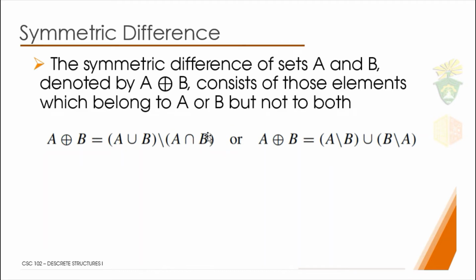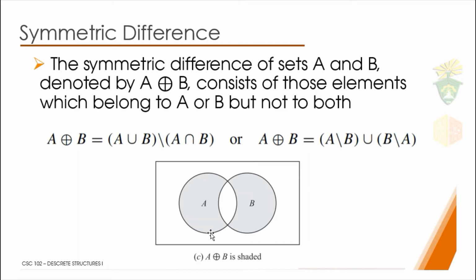It is written in this equation. More formally, the symmetric difference of A and B is equal to the difference between the union of A and B and the intersection of A and B. Or, the symmetric difference of A and B is equal to the union of the difference of A and B and the difference of B and A. If we visualize the symmetric difference using a Venn diagram, it will look like this. As you can see, only the elements that are not in the intersection of sets A and B are what the symmetric difference will acquire.